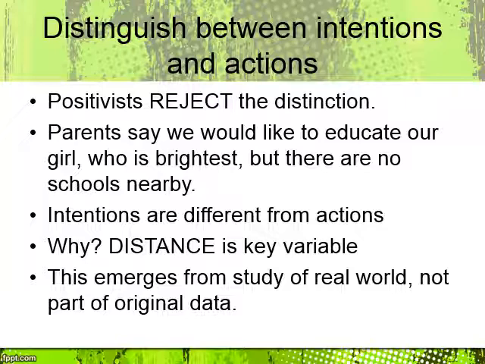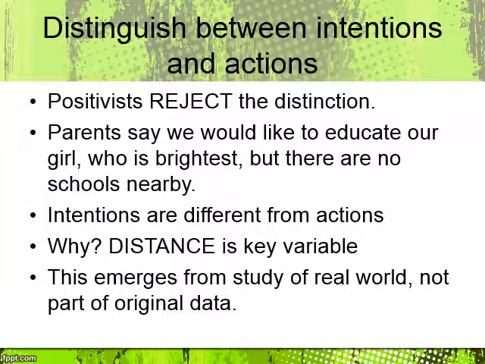It rejects hidden variables. Now, when we ask on a survey, the parents tell us that they want to educate the brightest children, and we find that they say that we would like to educate our girl who is the brightest, but there are no schools nearby. So the intentions of the parents are to educate the girl, but when there are no schools for girls nearby, then they send the male. So the intention and the actions are different. And so when you study why this is the case, it turns out that distance is a key variable. And this emerges from the study of the real world.